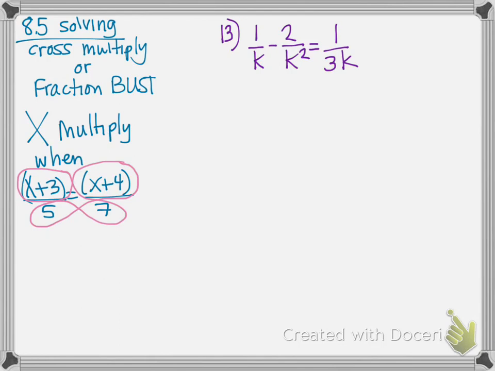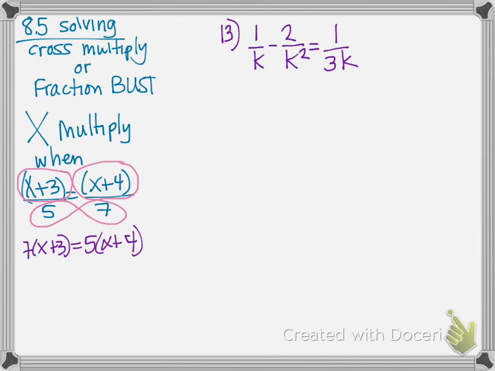Cross multiply is when you get one ratio equal to another ratio, and then you can cross multiply to solve. For example, this one you would say 7x plus 3 equals 5x plus 4, and then you would continue to solve until you got an x value. Well, you can't do that with number 13 because there's a minus sign in the middle. So we're going to fraction bust it.